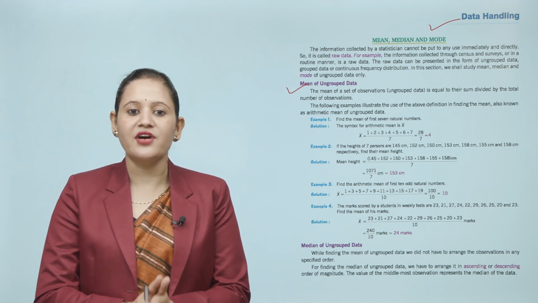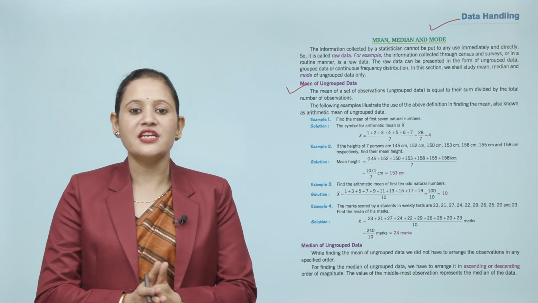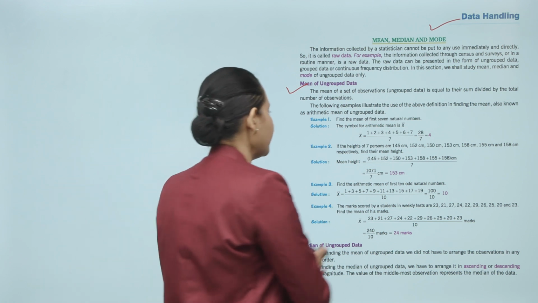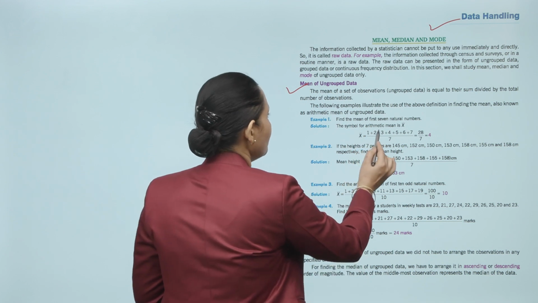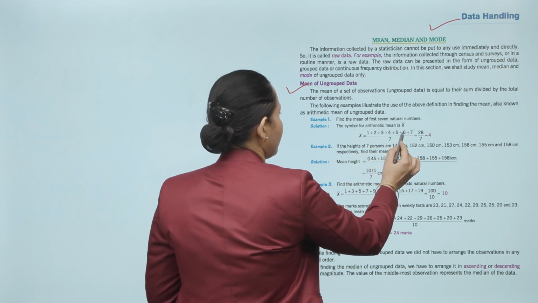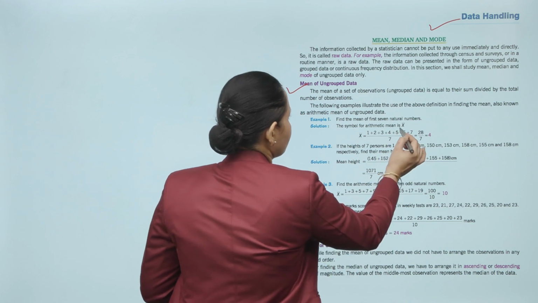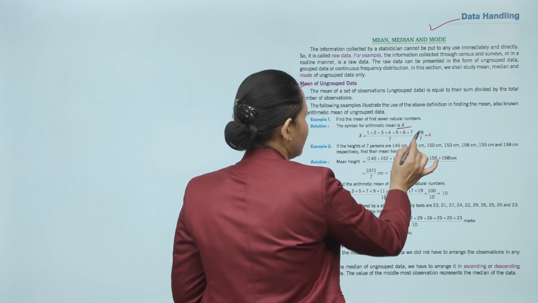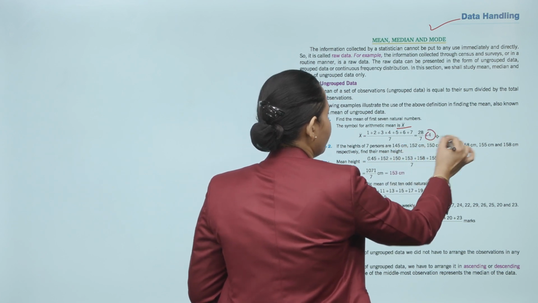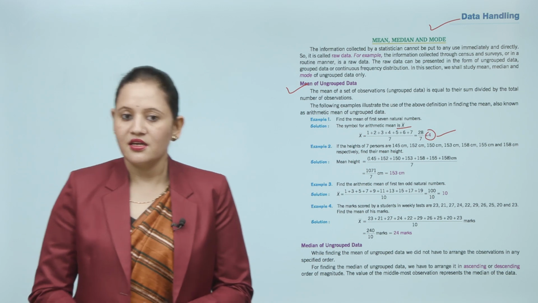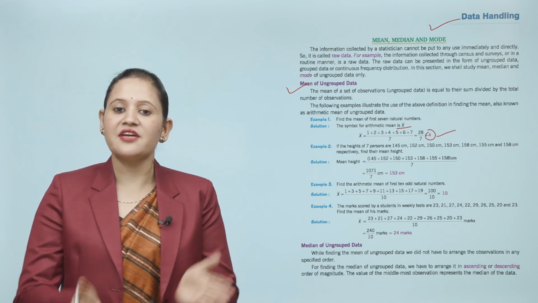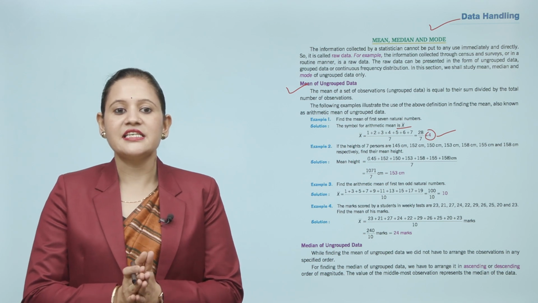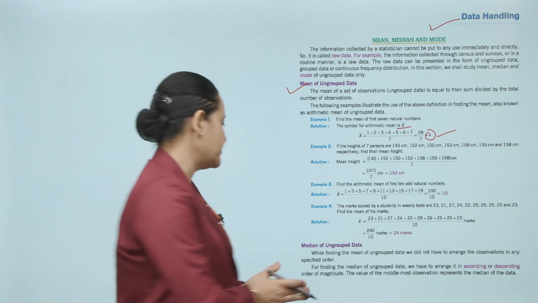Let's take an example: find the mean of the first 7 natural numbers. So natural numbers start with 1. The sum of the first 7 natural numbers will be 1 plus 2 plus 3 plus 4 plus 5 plus 6 plus 7. This is the arithmetic mean, that is divided by 7. So 28 divided by 7 equals 4. 4 is the mean. Clear? So the sum of observations divided by the number of observations gives you the mean. Clear? Next is median of ungrouped data.